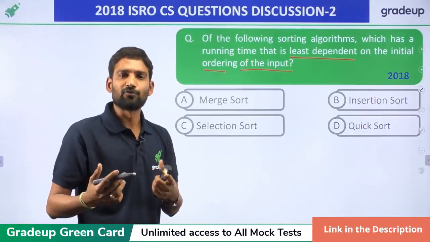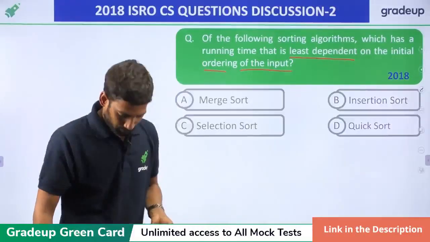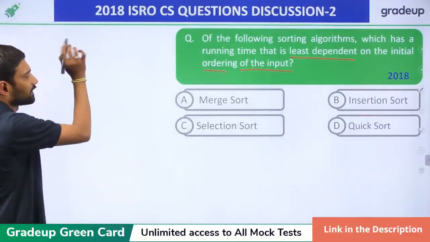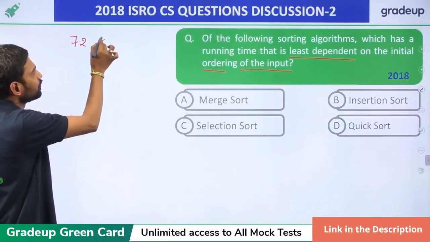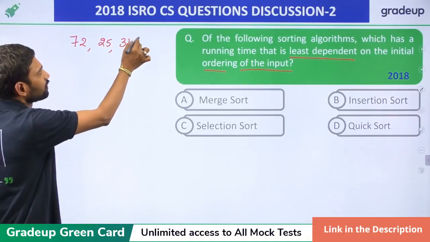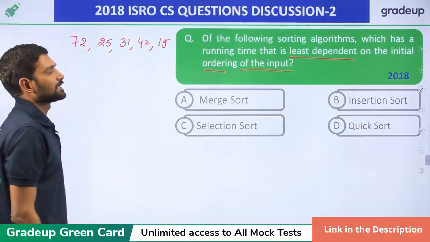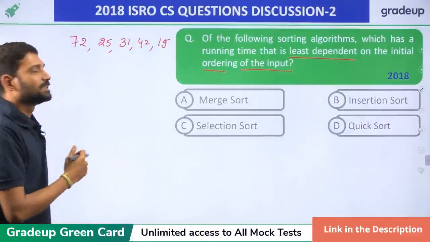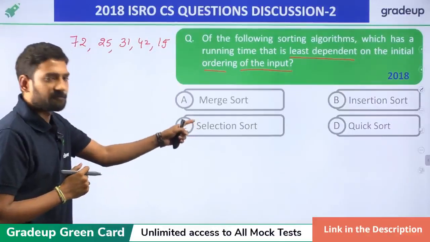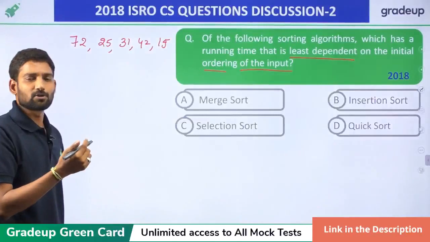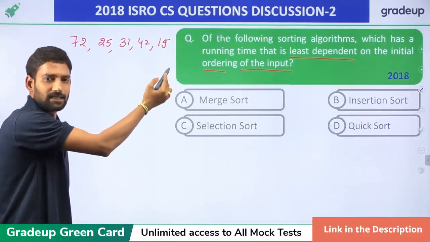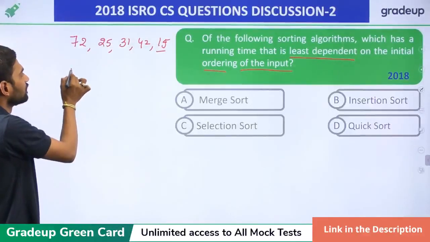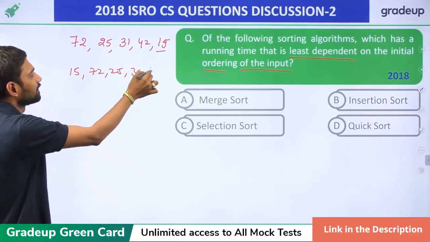So for those who forgot, give me just a couple of minutes, let me try to brief it very quickly. If you say selection sort, let's say there are 5 unsorted elements: 72, 25, 31, 42 and 15. Yes, this is the first question, Rajas. Now we need to sort in ascending order. What is selection sort all about? Find the least element in the list, which is 15, and place it in the first position. So 15, 72, 25, 31, 42.